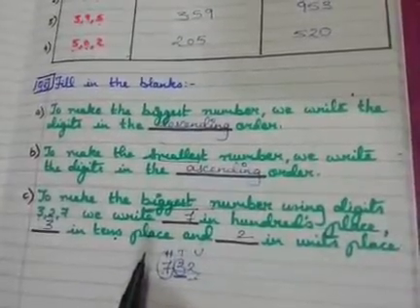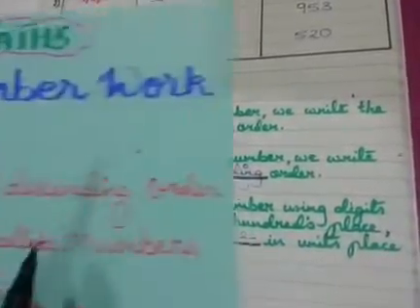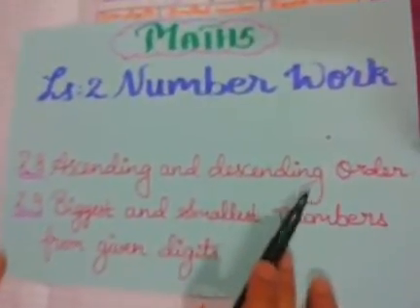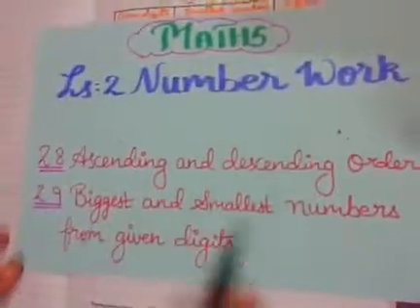Okay. So here we have completed the 2 units, that is ascending and descending order and biggest and smallest numbers from given digits.